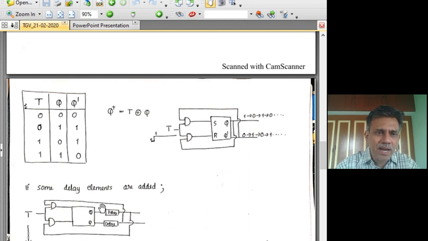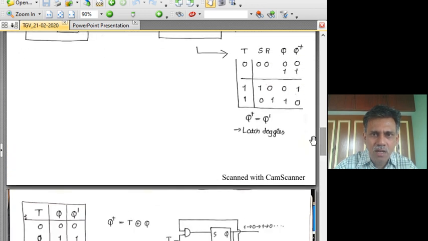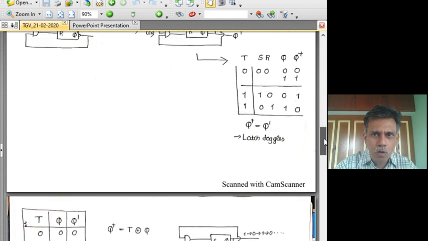Now we can come up with the truth table for this T latch. What we are doing is basically expanding this compact truth table and putting it here without this S and R and so on. So T is 0 for both these cases. When T is 0, when Q is 0, Q plus is 0, when Q is 1, Q plus is 1. That is what is given here.